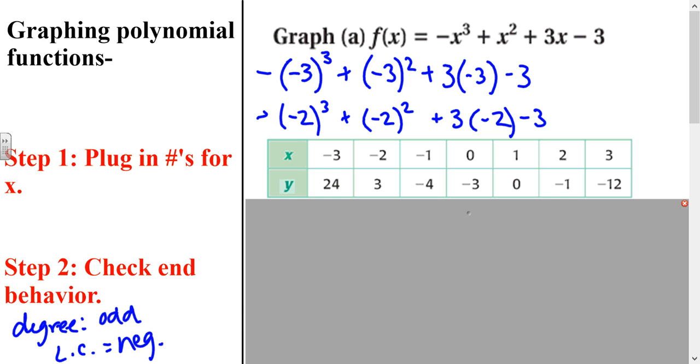So that means what shape is it going to make? It's going to be like a snake, but it's going to be backwards. So it's going to look something like this. And it might have a lot of bumps in the middle. I don't know. But it goes like this. So it goes up on the left side, and it goes down on the right side.